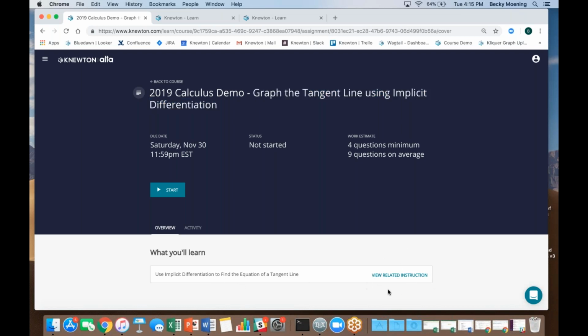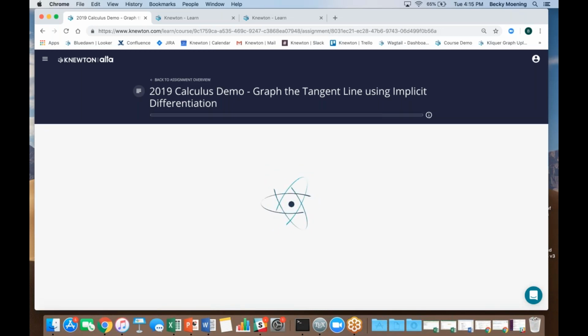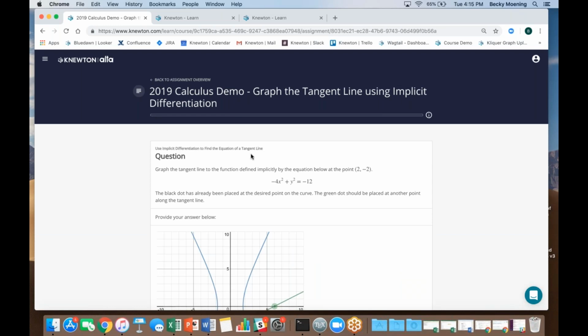This is the first spot where students can view instruction. So if they have no idea, if this topic is just confusing to them, they can start with instruction. Or, like most students, they just want to jump right into the homework. This empty bar at the top here underneath the title is our progress bar. As students get problems correct, the progress bar fills in.